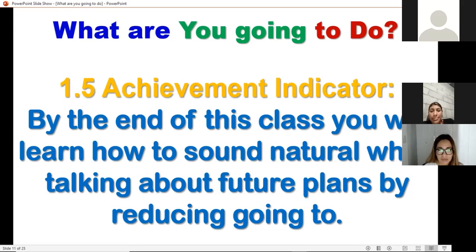1.5 achievement indicator. By the end of this class, you will learn how to sound natural when talking about future plans by reducing going to. Al final de la clase, usted va a sonar más natural reduciendo el going to para hablar del futuro. Veamos qué es. Escuchemos otra vez. Todos lean. By the end of this class, you will learn how to sound natural when talking about future plans by reducing going to.